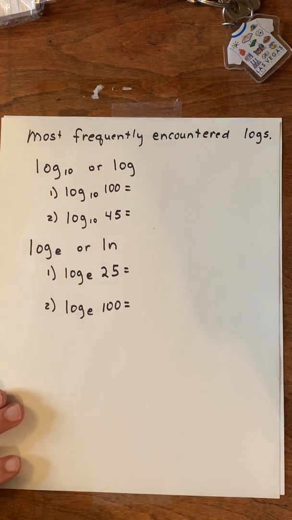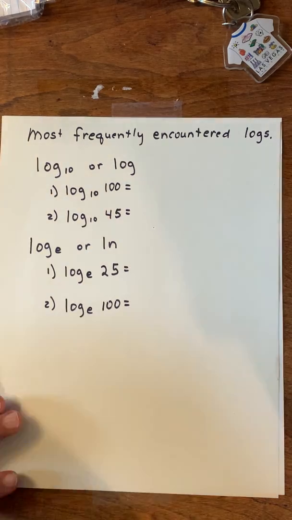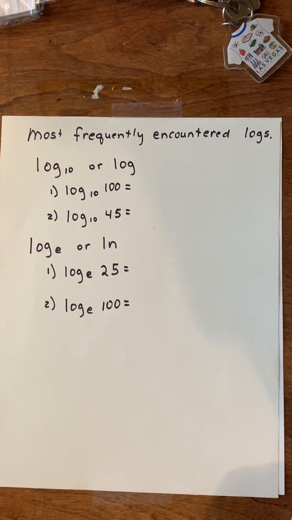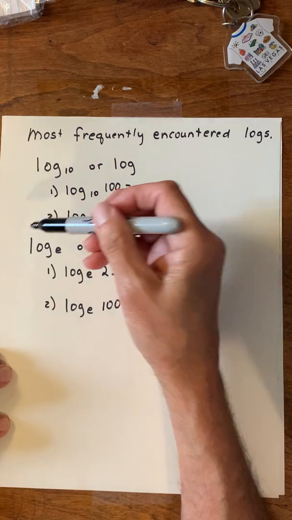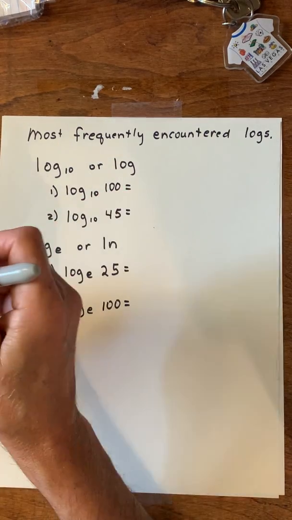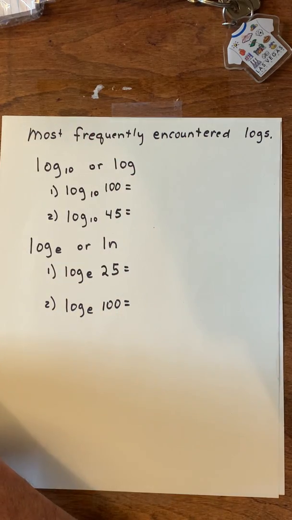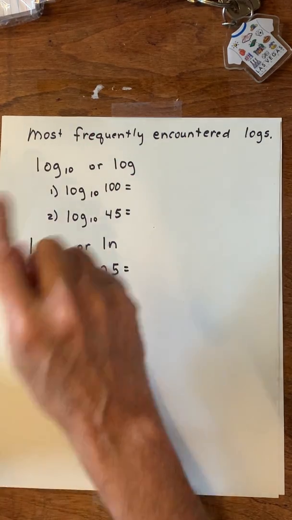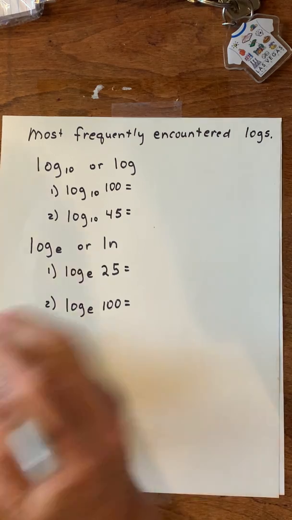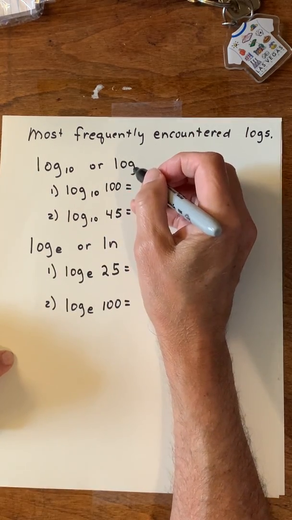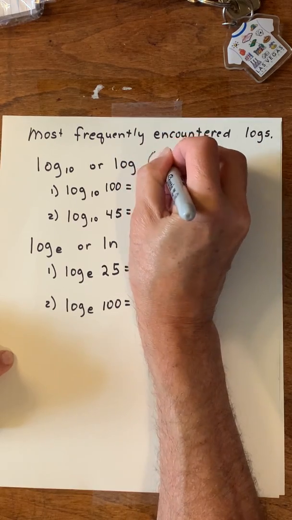All right. With that in mind, here are some frequently encountered logs. Hey, we had log base 2, we had log base 5, we had log base 7, but those are unusual. These are the guys that show up often. Log base 10 and log base e. Now they show up so frequently that we have abbreviations for them. Instead of saying log base 10, I simply say log. And since this is the most common expression of a logarithm, this is called the common log.